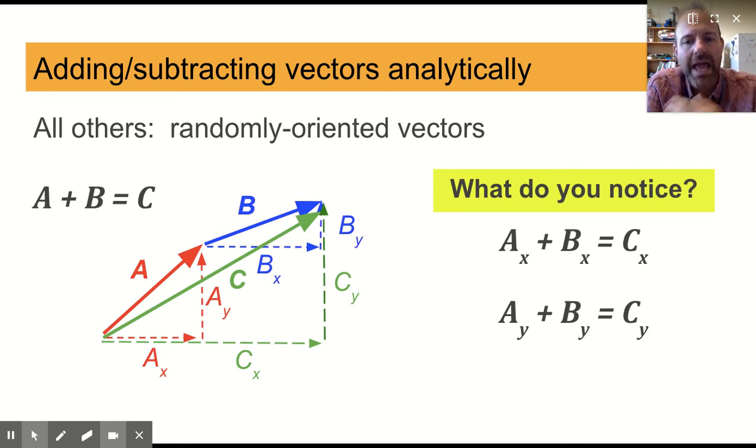First, we have to find the x component of A, the x component of B, and add up the x components to get the resultant for C. Then we do that in the y direction for A and B and add them up to get the y component of C, and recombine. But hopefully you notice that this is the same as if we did it graphically. A plus B gives us C.